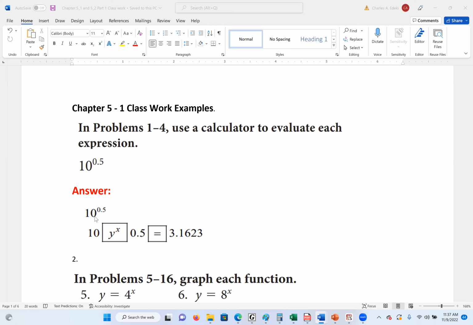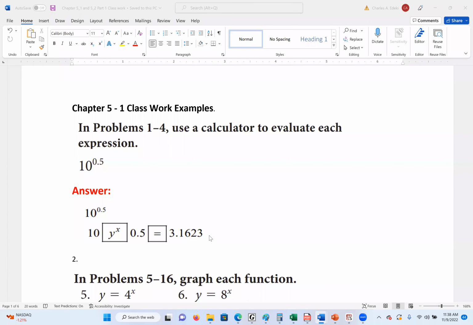the first thing we are going to do is enter the base, the 10. We enter the 10 in our calculator, or if you are using the calculator on the computer, it's the same thing. Then we press the key y to the power x, if that's what you have, or if you have x to the power y, you press that key. Then 0.5. Then you press equal, and that should give you the answer.